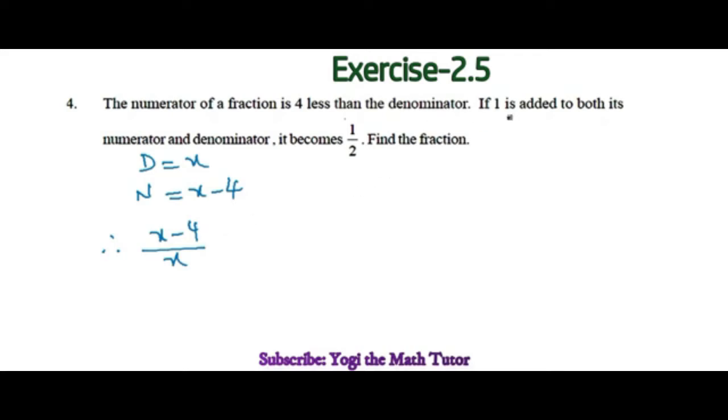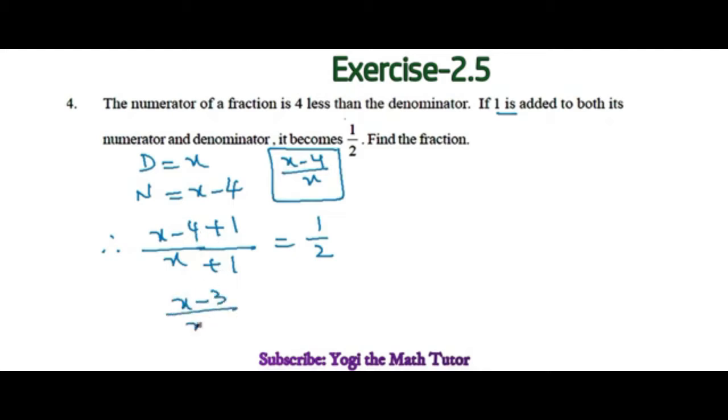Again, 1 is added to both numerator and denominator, then it becomes 1 by 2. Now we are going to find the original fraction, x minus 4 by x. To find this original fraction, we need the x value here. Now simplify this equation: x minus 4 plus 1 becomes x minus 3, by x plus 1, which gives 1 by 2. Now take the cross product to simplify. Then 2 times x minus 3 is equal to 1 times x plus 1.